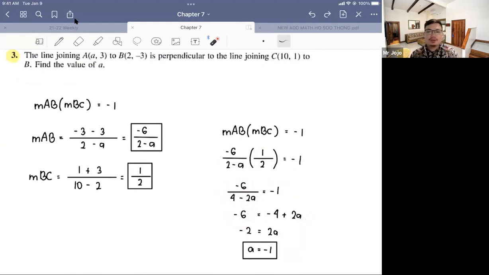All right. Any question, guys, for number 3? This is your answer: a is equal to -1. All right, so that's it.